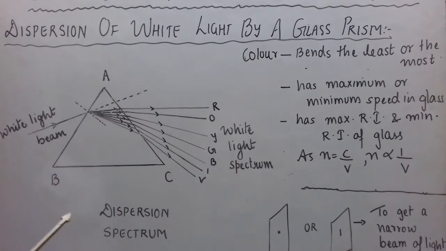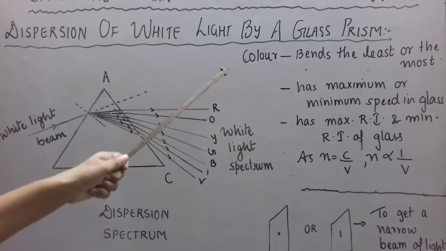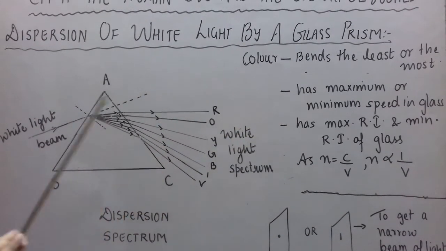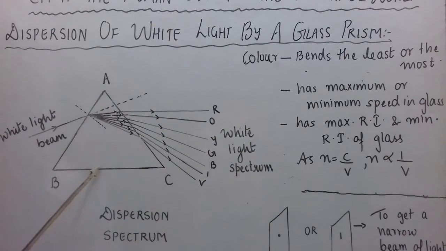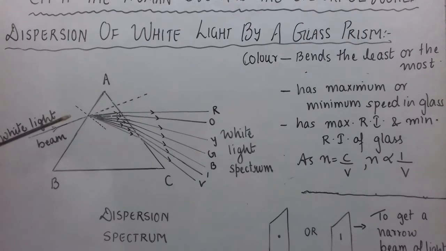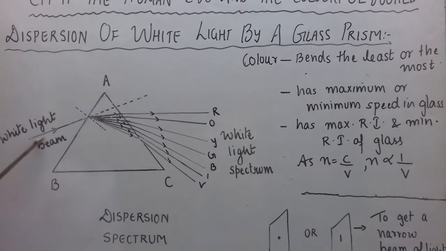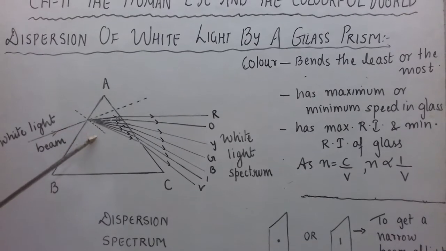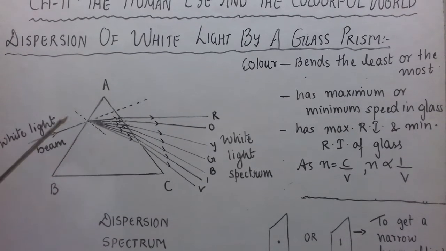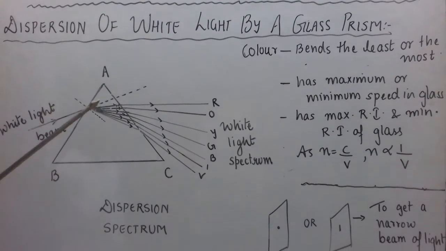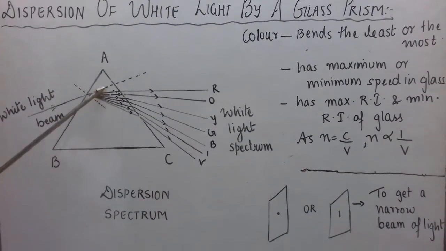so they have different values of refractive index. Okay. So which color has maximum or minimum speed in glass? I think you should be able to answer now. See, if we consider this air, in air all the colors travel with the same speed. But when these colors enter into the glass, because the colors are different, their frequencies are different, we know that they travel with different speeds in glass.